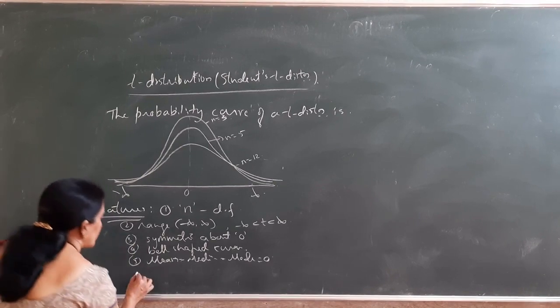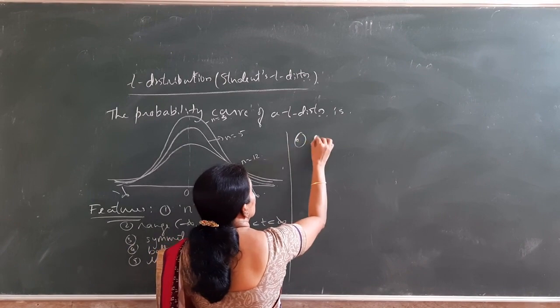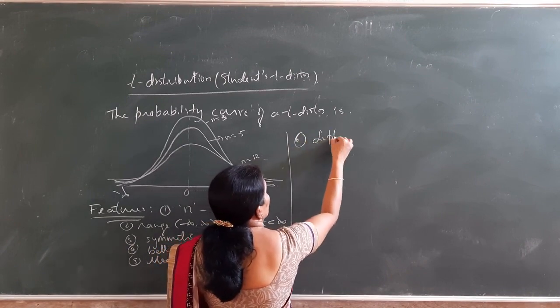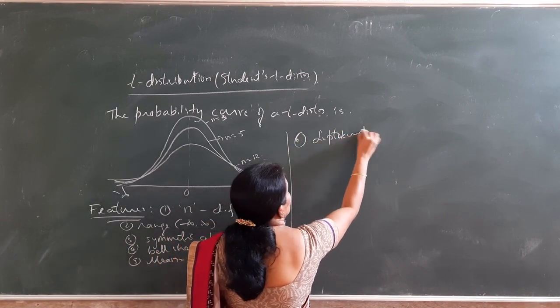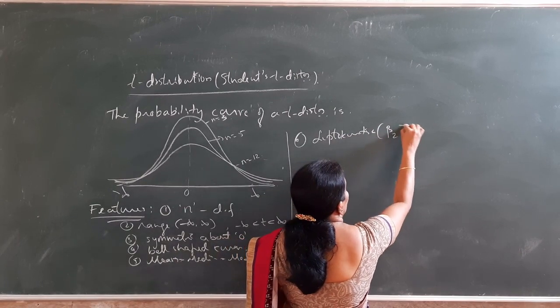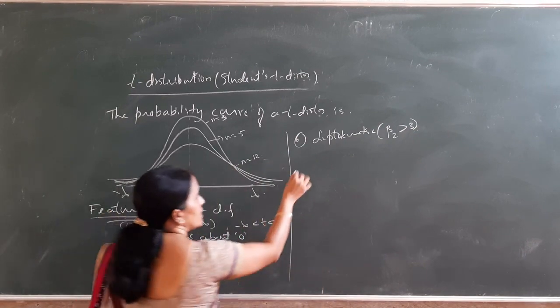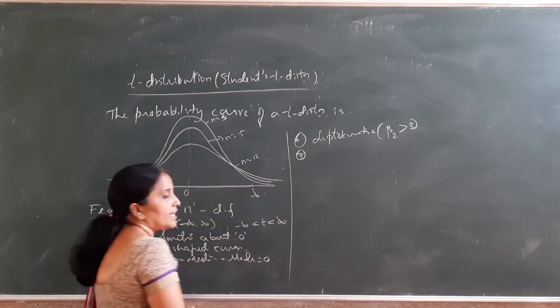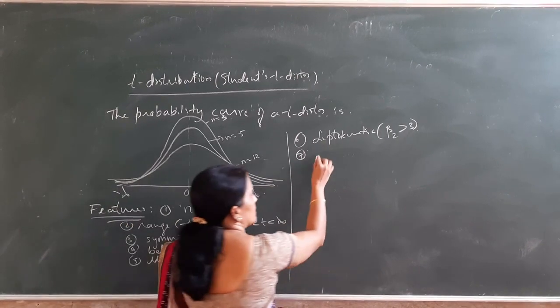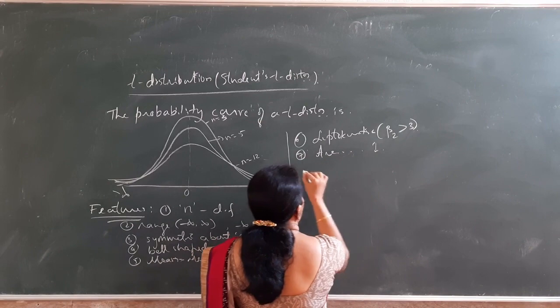And the next feature, it is leptokurtic. The t curve is leptokurtic, that is, the value of beta 2 is greater than 3. Right? The next one is the area under the t curve is also 1. Area under the t curve is 1.